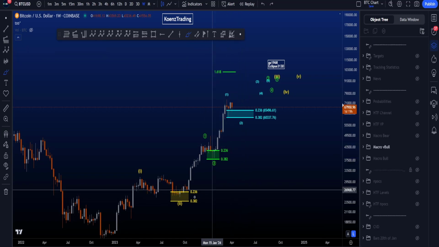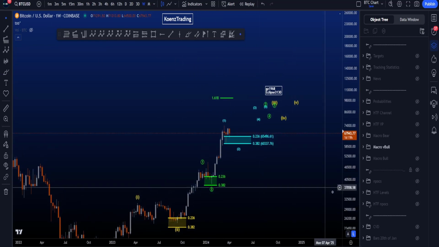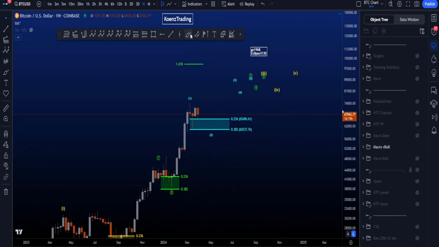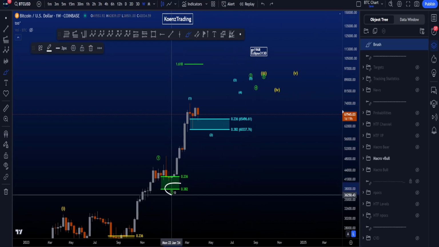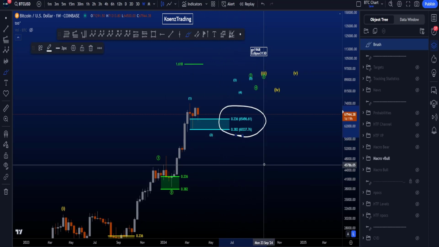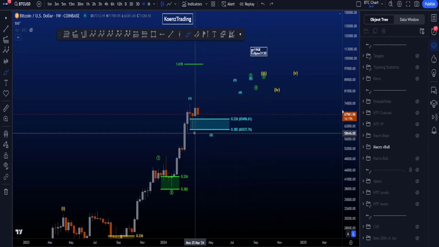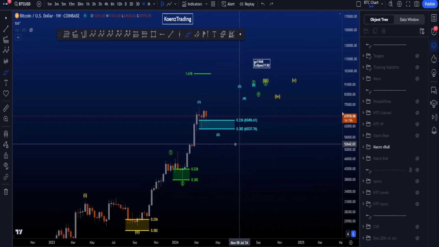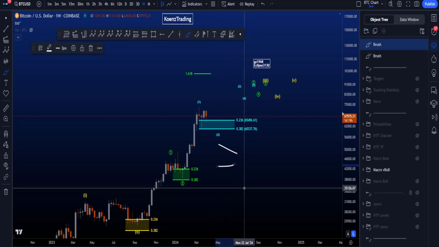So here you can see the 0.236 to the 0.382 providing support, but also for the green wave 2, the 0.236 to the 0.382 taken from the low to the high here, acting as a support. And therefore I also put on my chart for blue here the 0.236 to the 0.382 taken from the low to the high, and this gives a target area between 65.4k and 60.3k, which, as you can see, has already been hit.